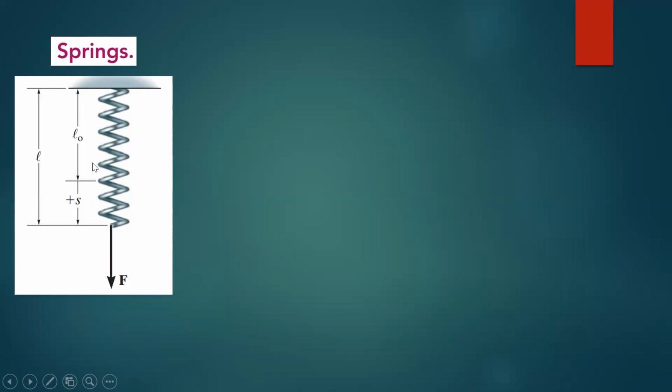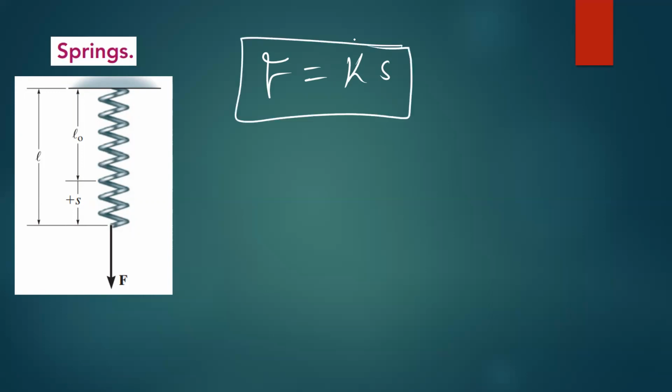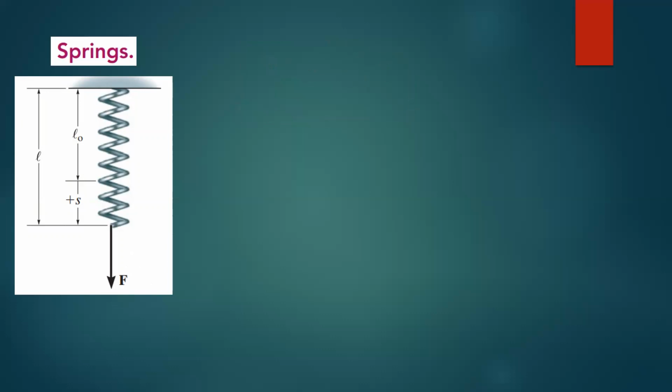When you're dealing with springs, we know that the force in a spring is given by F = ks. Some books put a negative in front, depending on the direction you are considering. So the force is equal to ks, and this force is the one that you are seeing here. This is the equation I was writing there.